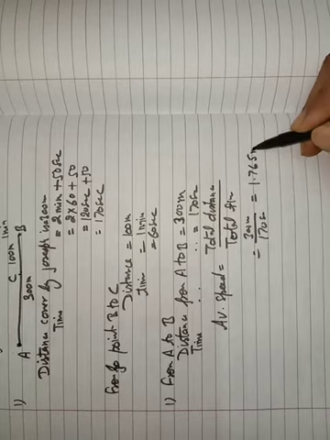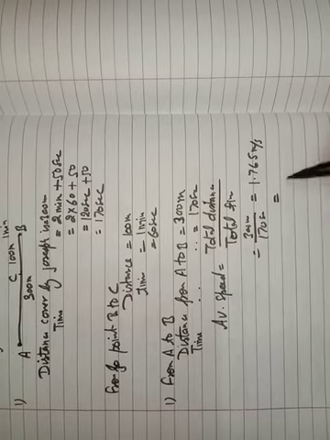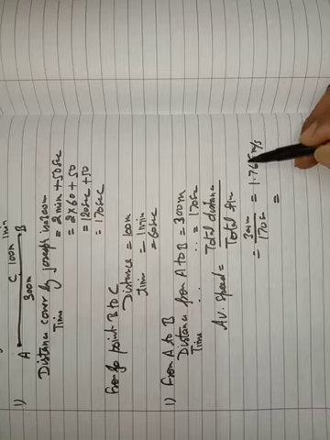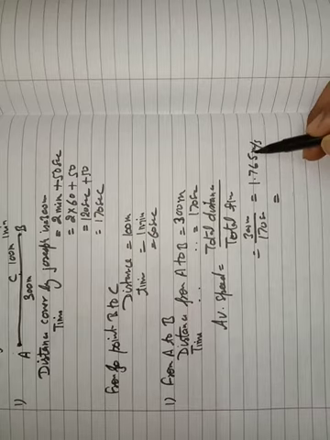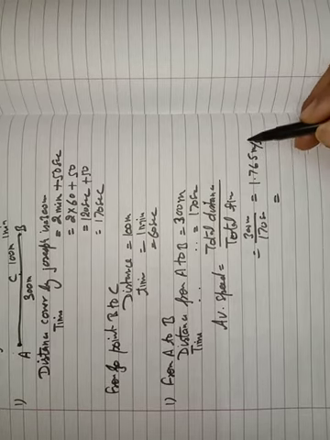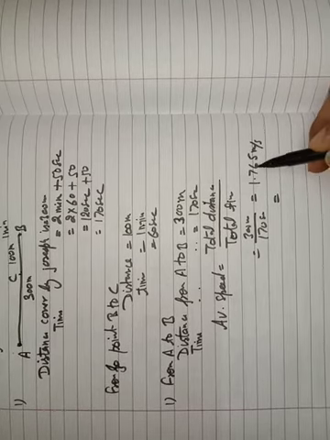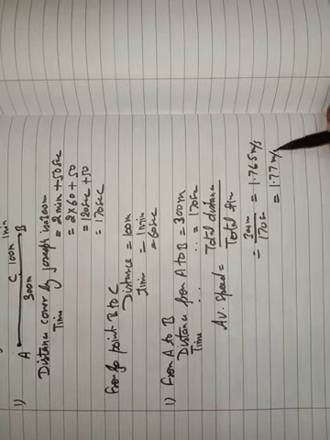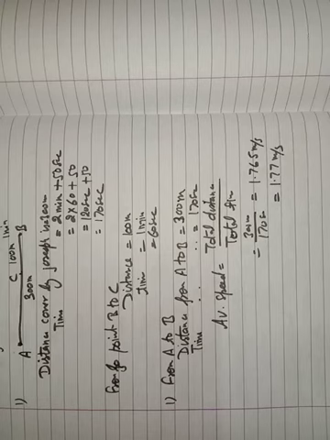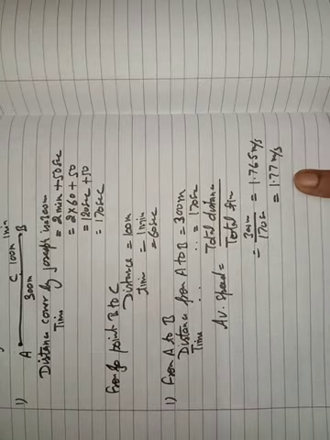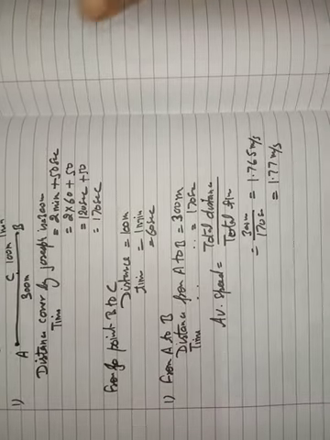1.765 meter per second. Round off means you have to round to 2 decimal places. So you check the last number, the next number. If it is 5 or more than 5, then you add 1 to this number. That is, it will be 1.77 meter per second. That is called rounding off. So the average speed of Joseph from point A to B is 1.77 meter per second.